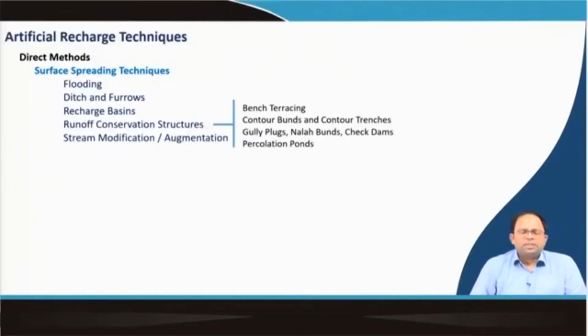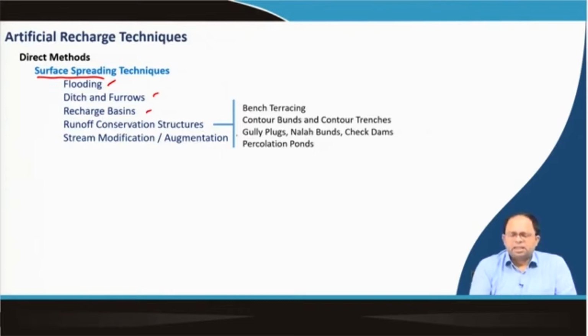So, artificial recharge techniques could be direct methods and indirect methods, and within direct methods the first group of techniques could be categorized under surface spreading techniques. As you can understand, in this case the water is spread over the surface. So, the techniques are like flooding, ditch and furrows, recharge basins, then runoff conservation structures and stream modification or augmentation, and within runoff conservation structures we can again have many techniques such as bench terracing, contour bunds, gully plugs, nala bunds, check dams, percolation ponds, and so on.